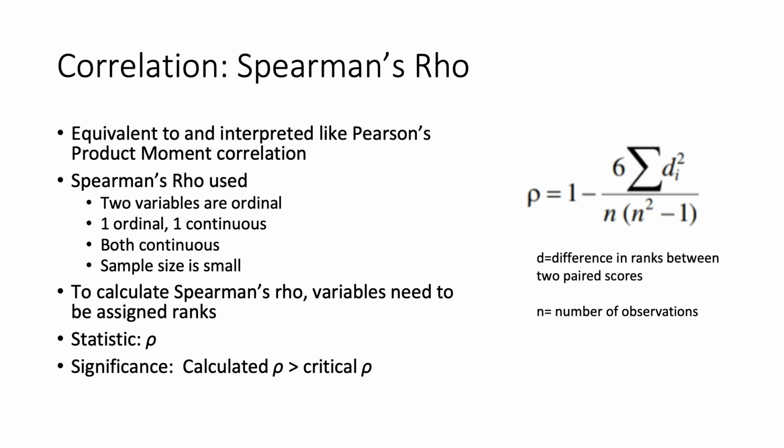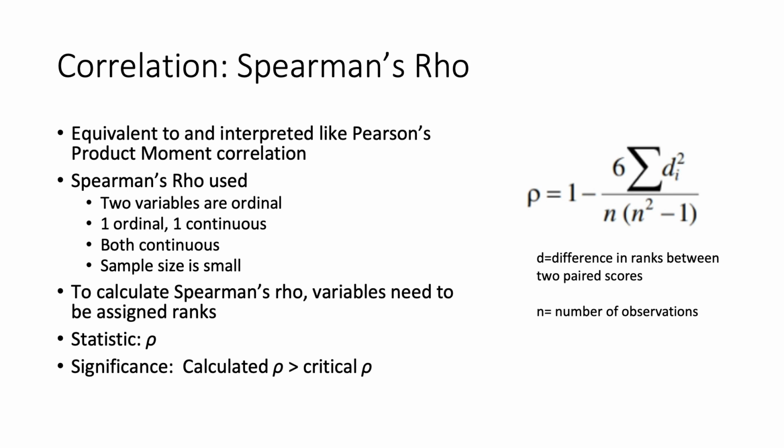The nonparametric equivalent for the Pearson product moment correlation, r, for determining relationships between variables is called the Spearman's rho, or Spearman's rank correlation. Spearman's rho is used when the two variables are ordinal, or when one variable is ordinal and one is continuous. Another is when both are continuous, or lastly, when the sample size is small.